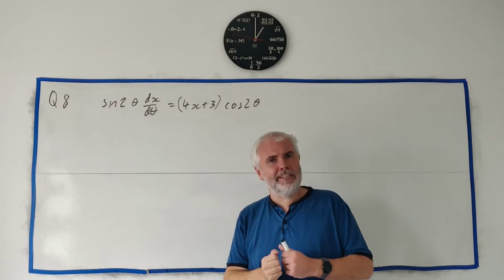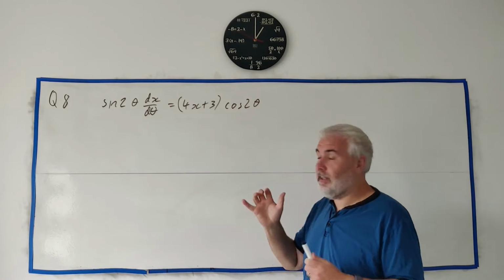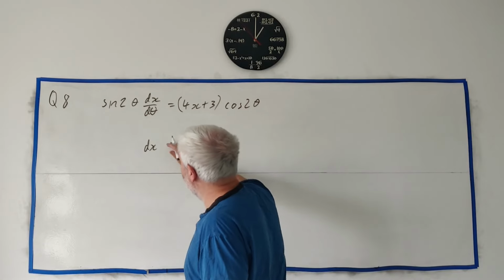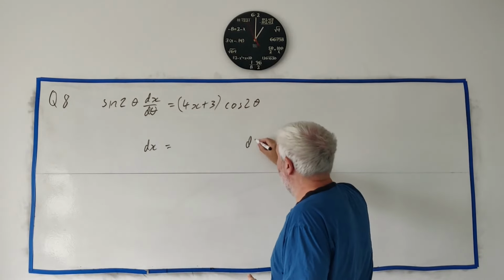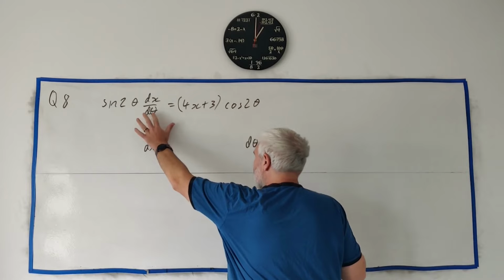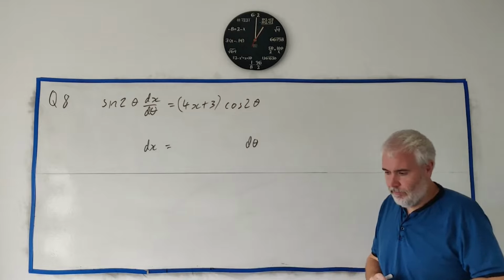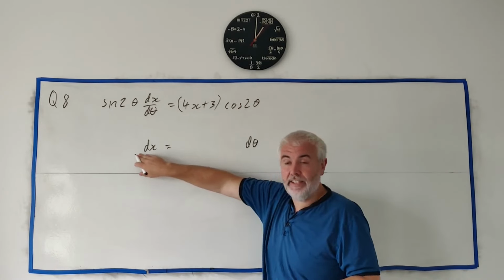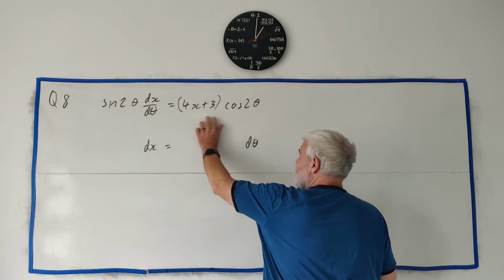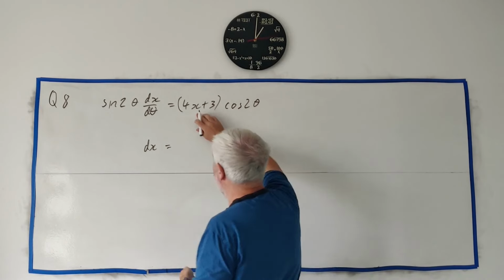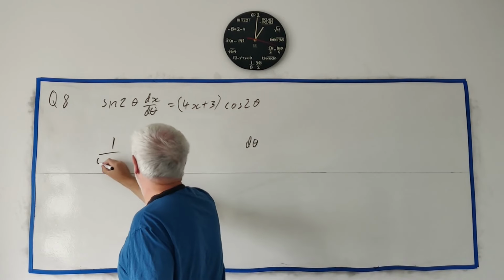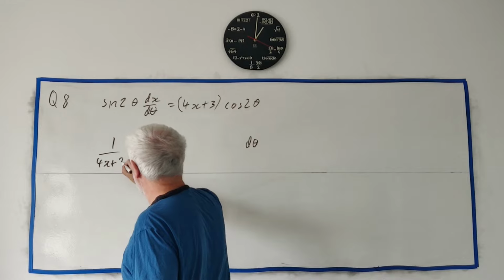What we want to do is separate them out and get them each on their own side. So we leave dx where it is, and we're going to want to put d theta at this side. So multiply both sides by d theta. This disappears, reappears over here. And with this dx, we want all the x's with it. In all of this, the only x is from this term here. So we want to move this over to the left side. That means dividing both sides, so 1 over 4x plus 3.